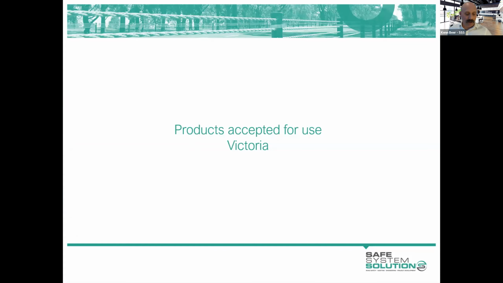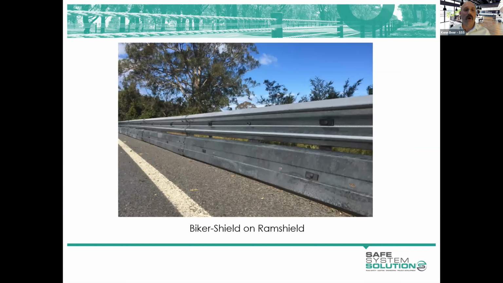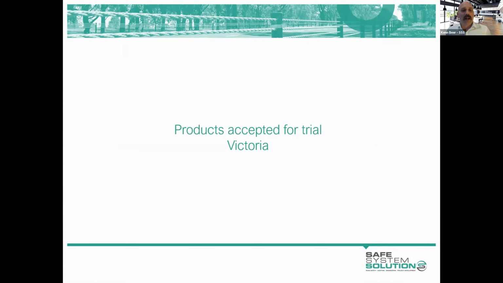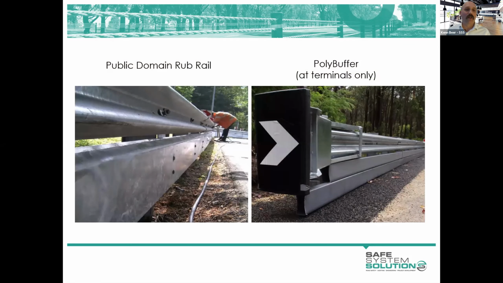So just covering Victorian products: MPR, which is a proprietary product on Easy Guard systems, Biker Shield on Ram Shield, and actually there's Hyasa as well that's just been put on the approved list. I've got to update that. But just go to your jurisdictions. Go to the RMS website, get Road Design Note 0604 in Victoria, go to the Queensland one and find it out. A few are for trial, like the poly buffer.